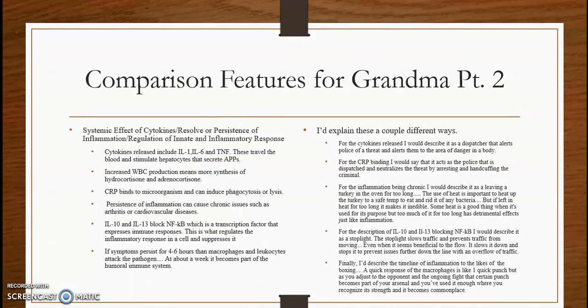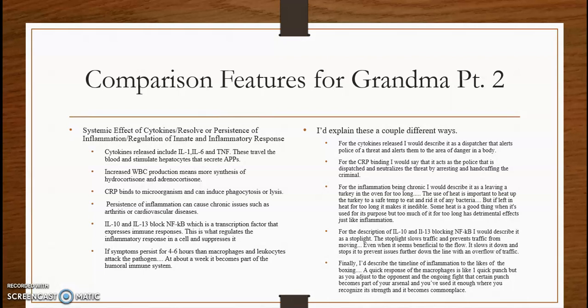Another couple of comparison features for grama, part 2. Systemic effect of cytokines, resolution or persistence of inflammation, and regulation of innate and inflammatory responses. Cytokines released include IL-1, IL-6, and TNFs. These travel the blood and stimulate hepatocytes that secrete APPs.